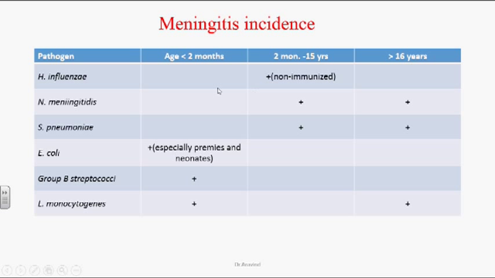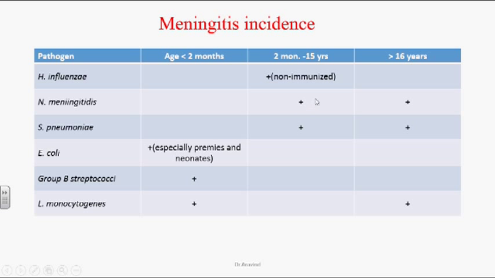So meningitis incidence. H. influenzae causes meningitis in children from about 2 months to 15 years age group. We can see H. influenzae infection especially in non-immunized or non-vaccinated children. But in adults we can't see H. influenzae causing meningitis, because adults develop immunity after 2 or 3 years. So we can see a lower incidence rate in adults, and a higher incidence rate from 2 months to 2 years, especially in children.